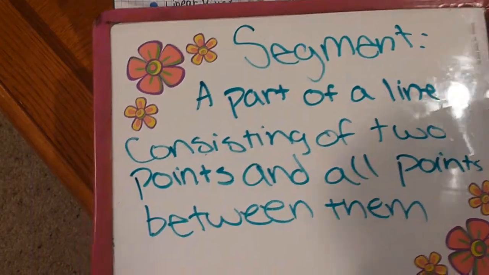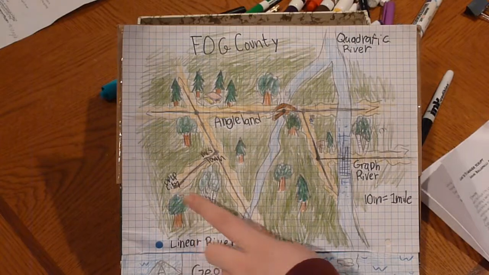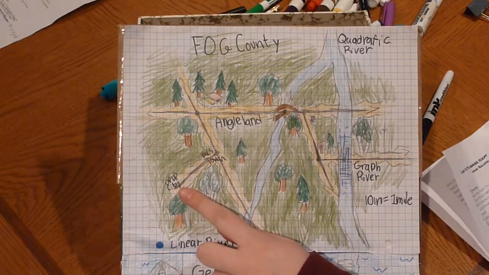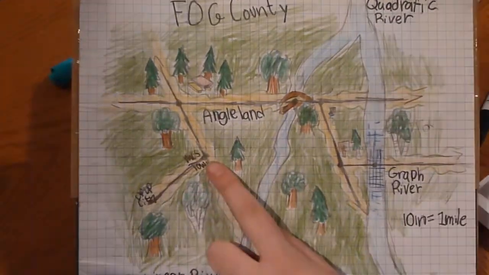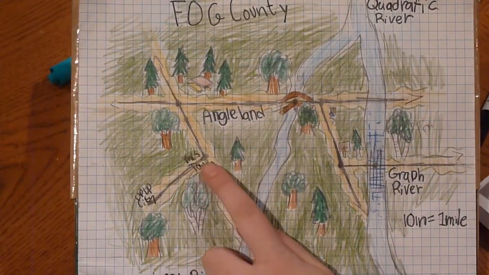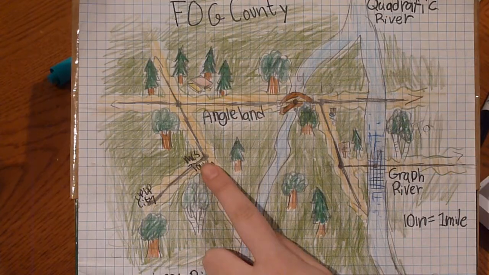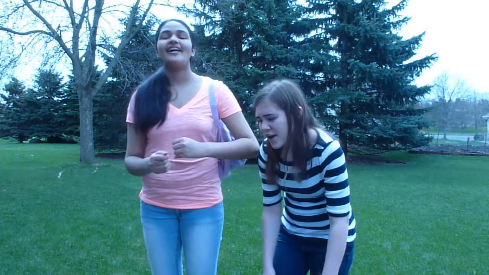Now let's just look at FOG, the county we're in. Right now, we are in UPLP City. That stands for Understanding Point, Lines, and Planes. We must travel down this segment to get to MCS Town, or Measuring and Constructing Segment. How much longer? I've been walking like forever. Well, let's see.